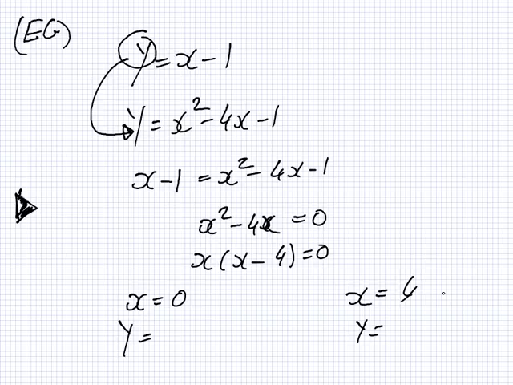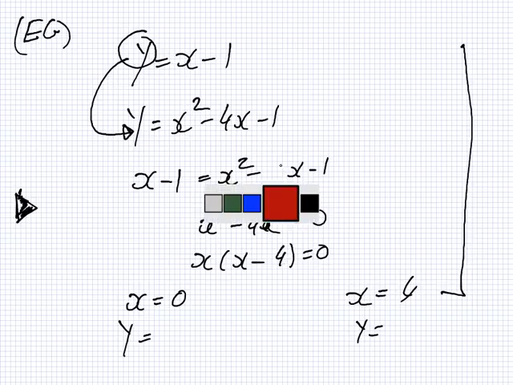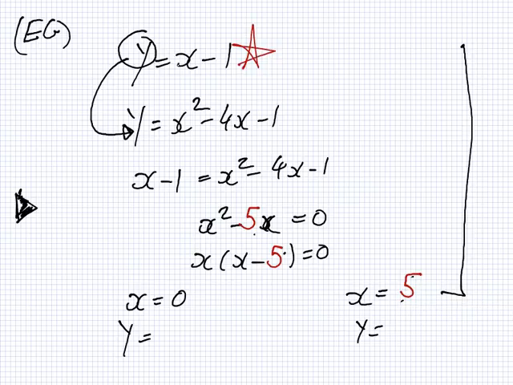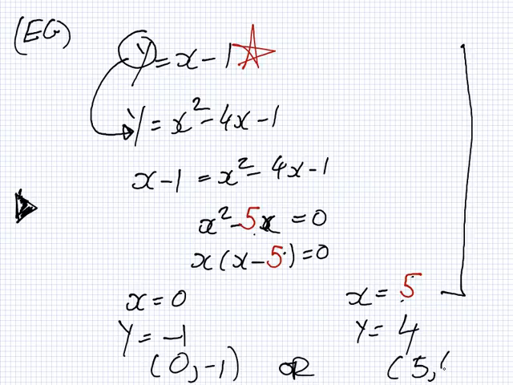Now, we still have to find the y. Well, that's really easy. Either minus 1 or minus 1, minus 5x. Oh, sorry, thank you. That should have been 5. So this is a 5, and that's a 5. And how can we find the y? Well, just put it back in here. y is x minus 1. y is 0 minus 1. y is 5 minus 1. So the answer is (0, minus 1) or (5, 4).